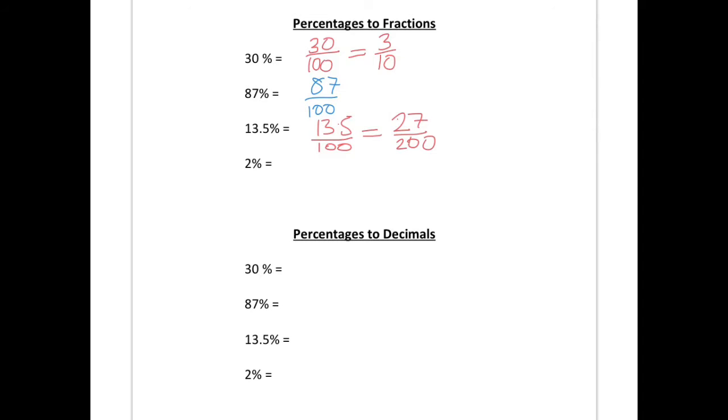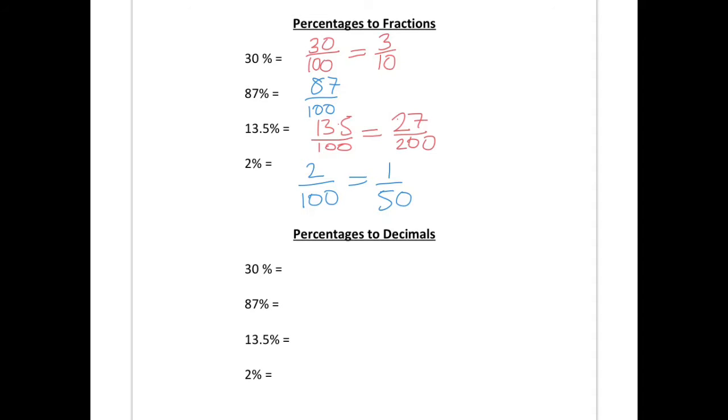And finally 2% is 2 out of 100. And again, we should, where possible, simplify that down. And both top and bottom, the numerator and the denominator, are divisible by 2. So that's 1/50.